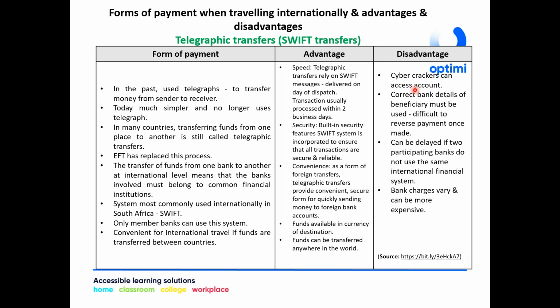The disadvantages, once again, are that cyber crackers can get access to your account. Once again, the correct bank details must be supplied by the beneficiary, because once the payment is made, it is difficult to reverse. It can be delayed if the 2 participating banks do not use the same international financial system, and then bank charges once again vary and it can be more expensive.